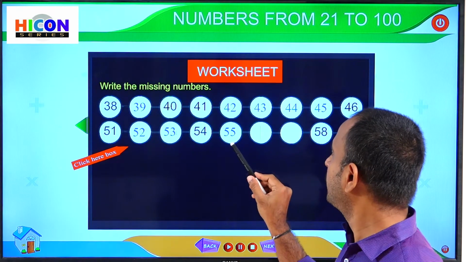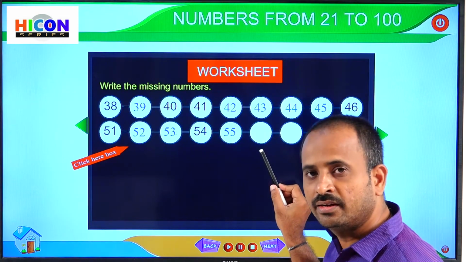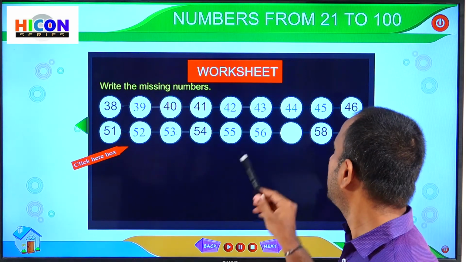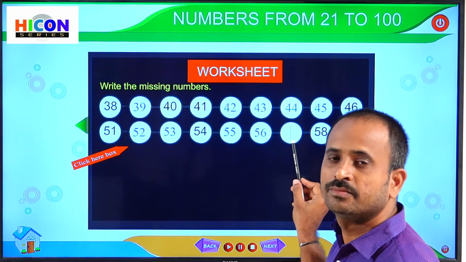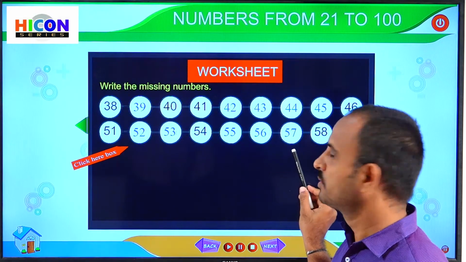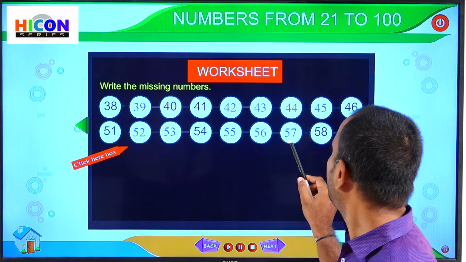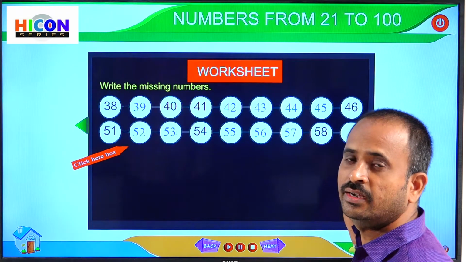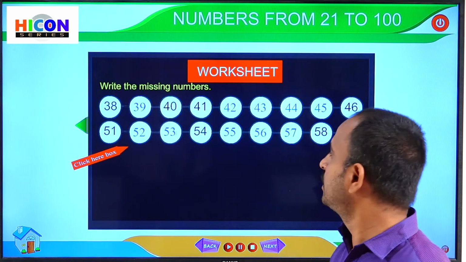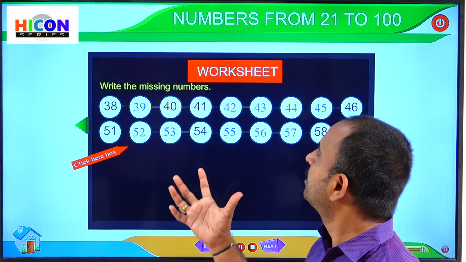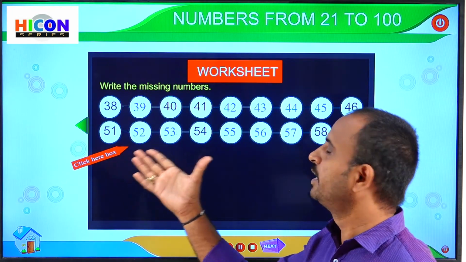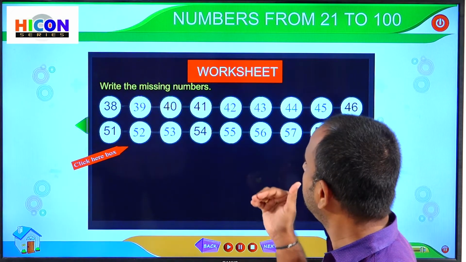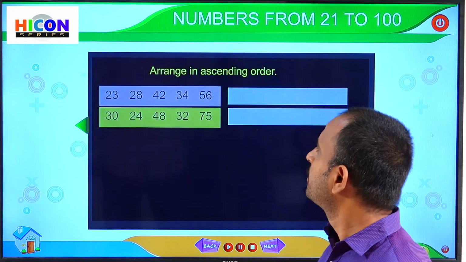55. So after 55, we will get 56. So write 56 here. Next after 56, we will get 57. So write 57 in this circle. After 57, 58. After 58, we will get 59. So children, in this way, we can fill the missing numbers in any given row. Now, let us go to the next section in the worksheet.